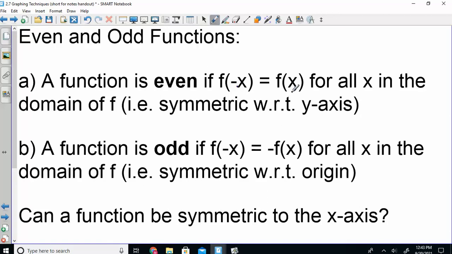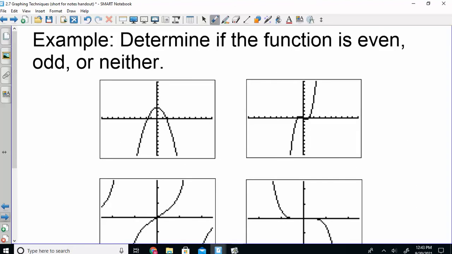So basically, whether your x is positive or negative, you get the same thing. Odd is symmetric to the origin. That means your x can be negative, and that puts a negative out in front of the y. You can't be symmetric to the x-axis if you're a function. Like we already said, that fails the vertical line test.